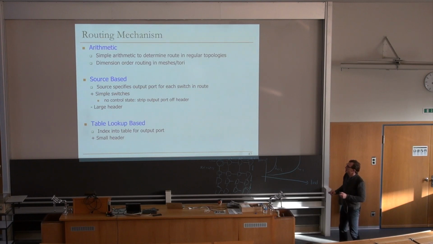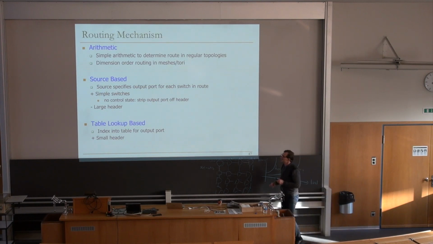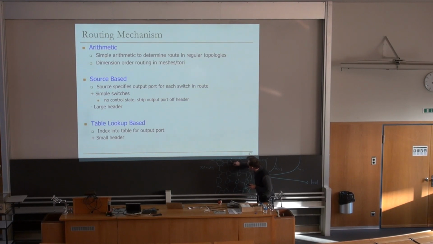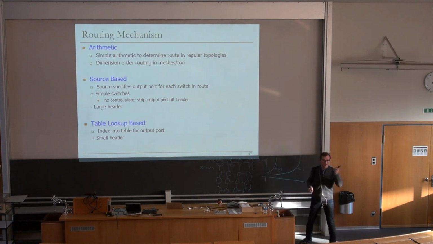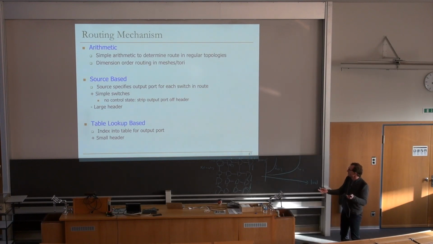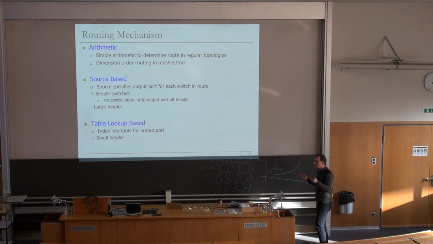And if you want to do a table, you can also do a table lookup based. Basically, you can index into a table for the output port. In this case, you have a small header. So in this case, switch has a table inside it. And the table says if you want to go from this input port to this output port, basically, if you're coming from this input port and if you want to go to this destination, you need to take this output port. That's the idea. You have the source input port and then the destination that you need to reach. You use them to index into a table, and the table tells you the output port, right?